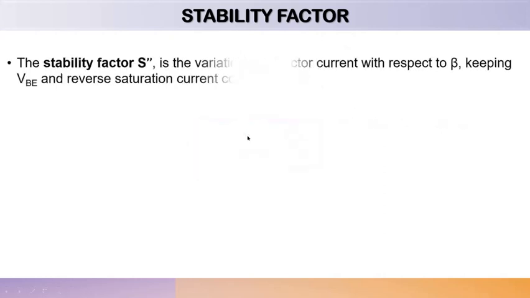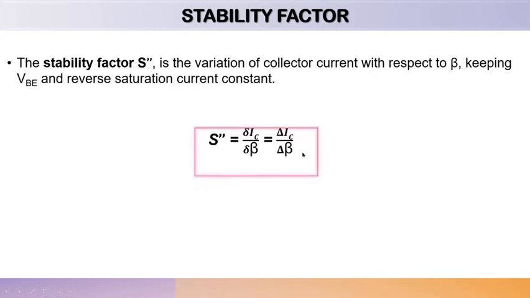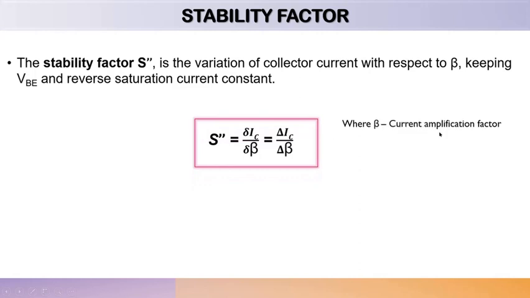And the third stability factor, that is S double dash, is the variation of collector current with respect to beta, keeping VBE and reverse saturation current constant. S double dash can be expressed as dou IC divided by dou beta, or equal to delta IC divided by delta beta. So this is the change in collector current with respect to change in current amplification factor, where beta is the current amplification factor.